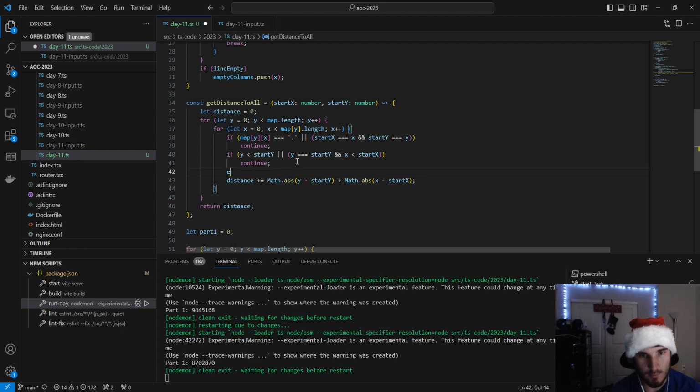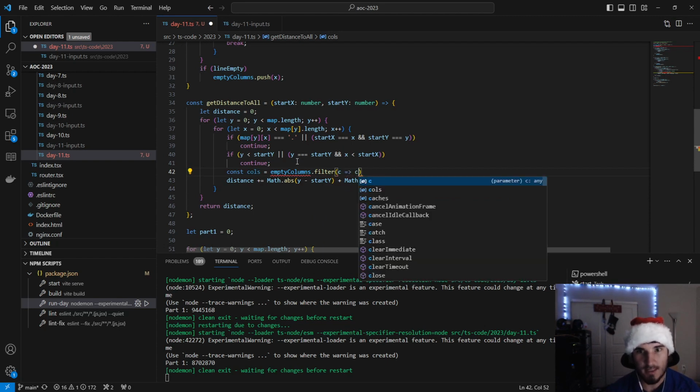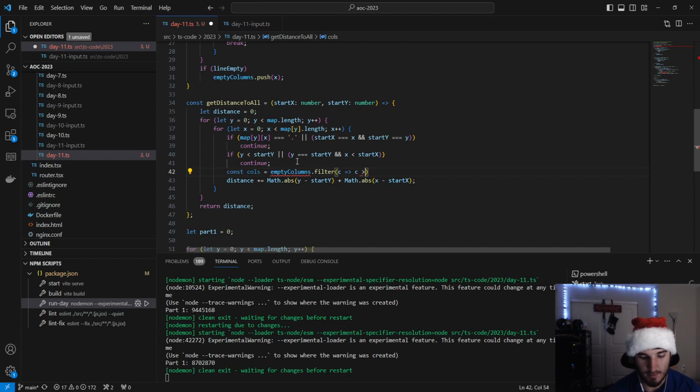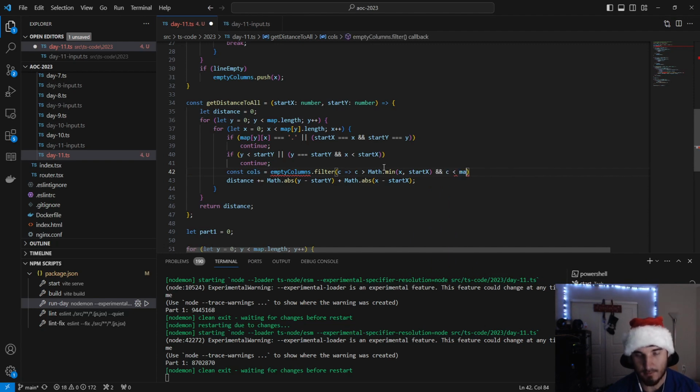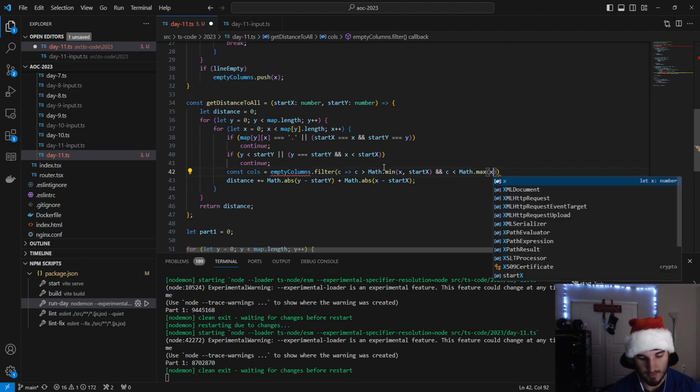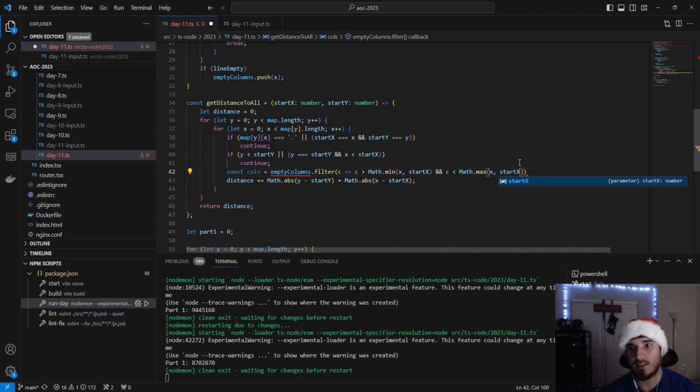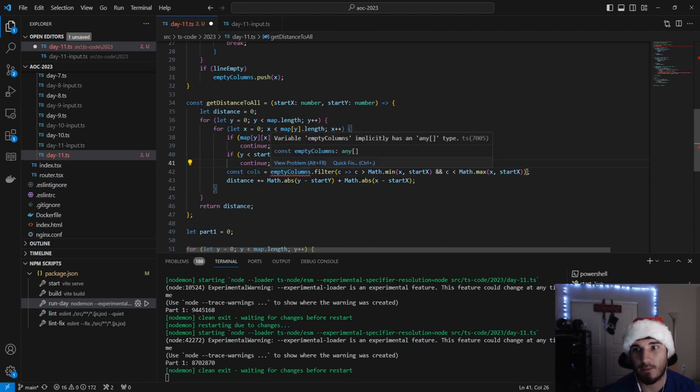So what we need to do is we need to do equals empty columns filter, its C needs to be greater than X. Actually I need to do greater than math.min of X and start X. And C is less than math.max of X and start X. So what this is going to do is give us every single column we're passing through.